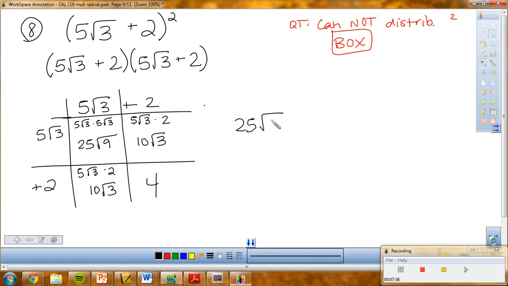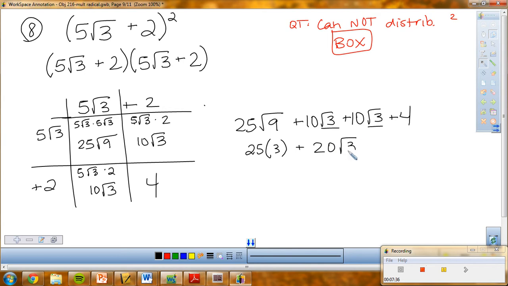25 the square root of 9, plus 10 the square root of 3, plus 10 the square root of 3, plus 4. The first thing we need to do is check, can we simplify our roots? And yes, 9 is a perfect root, so if I simplify that, I just get 25 times 3. We also see that we have like root parts, so we can combine this. 10 the square root of 3, 10 the square root of 3. We combine our coefficients to get 20 the square root of 3, and my 4 tags along.